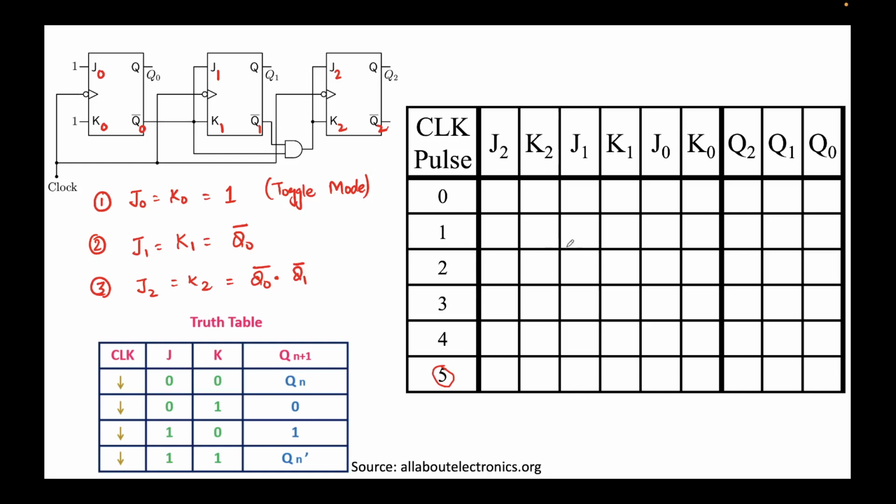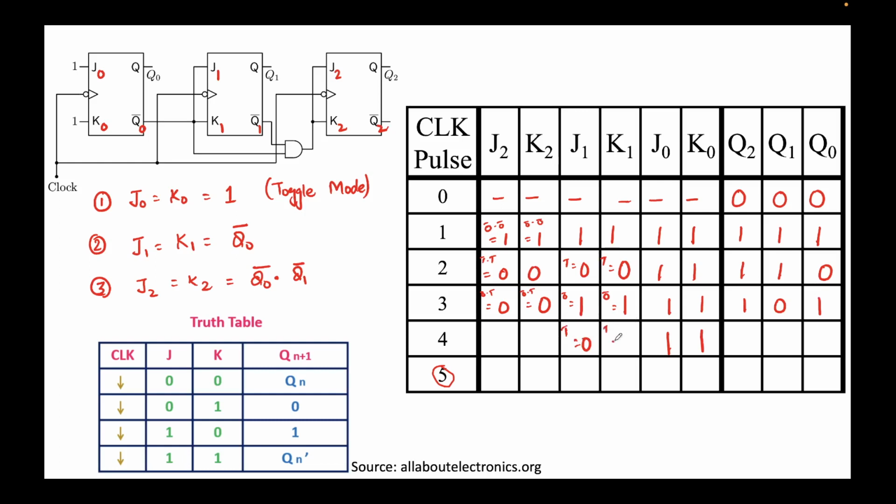Right, so we now again start populating this. I'm copying the answer from the previous, because till here we have already populated till the third row. This is the same thing we have done in the previous slide, so you can check that out. Now we'll populate the fourth row. For the fourth row we need the inputs. J0, K0 is 1 again. J1, K1 is nothing but Q0 bar. Q0 is 1 here, so 1 bar equals 0, again 1 bar equals 0.